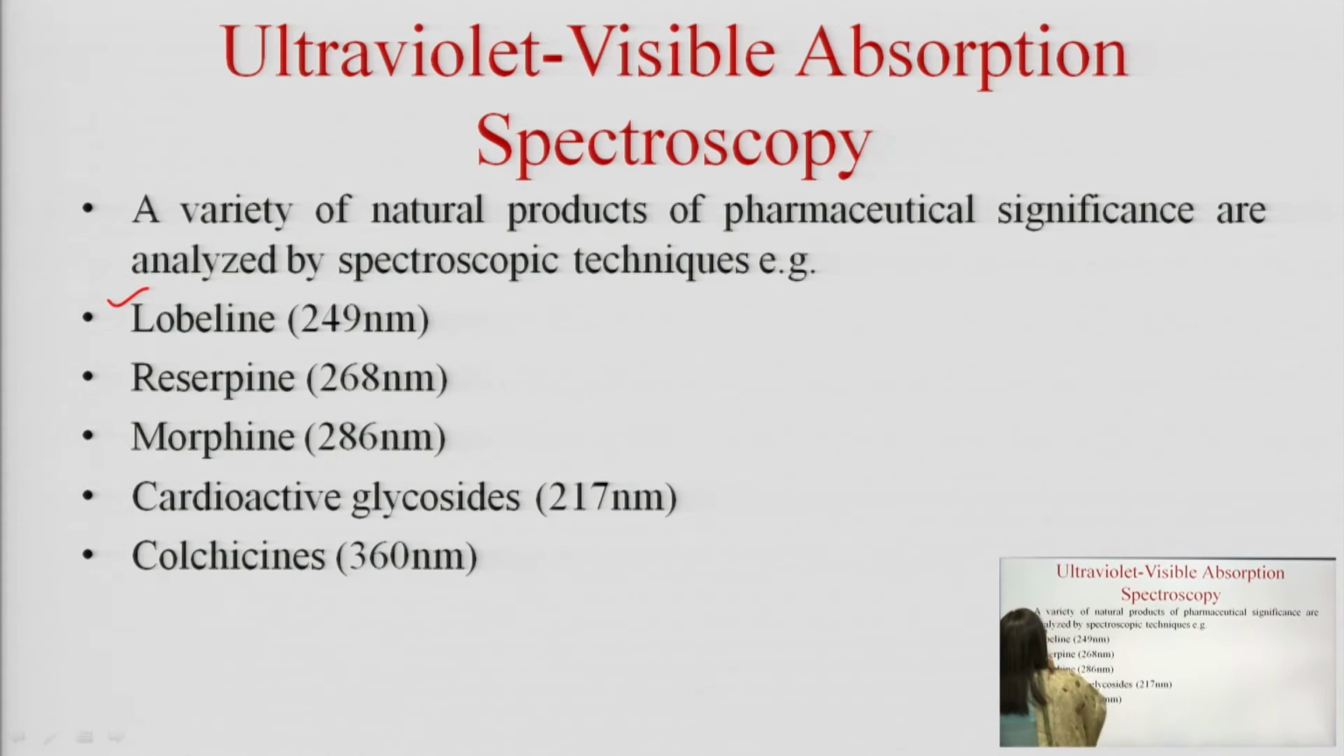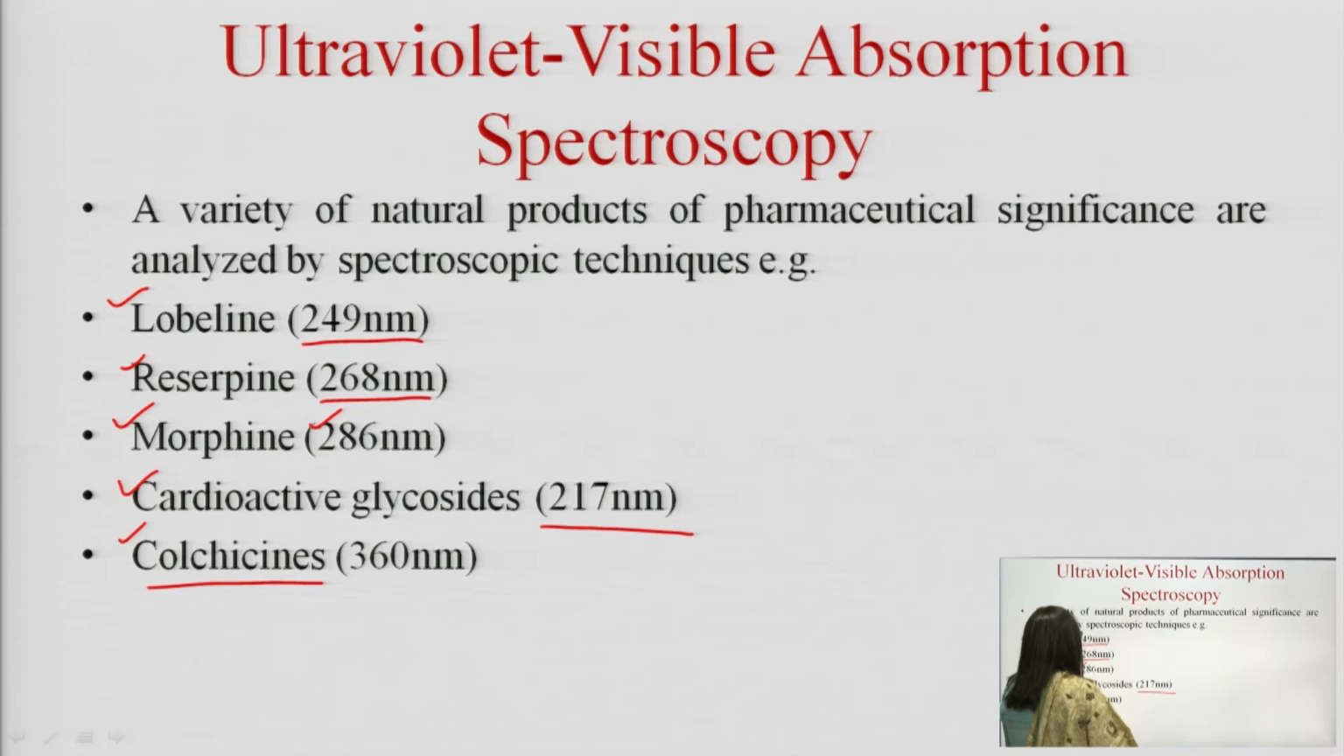For example, lobeline, a constituent of Lobelia inflata, shows 249 nm lambda max. Then we have reserpine, used as an anti-hypertensive drug extracted from Rauwolfia serpentina, which shows absorption at 268 nm. Morphine, the opioid analgesic alkaloid, shows lambda max at 286 nm. Cardiac glycosides show absorption at 217 nm lambda max. Similarly, colchicine at 360 nm.